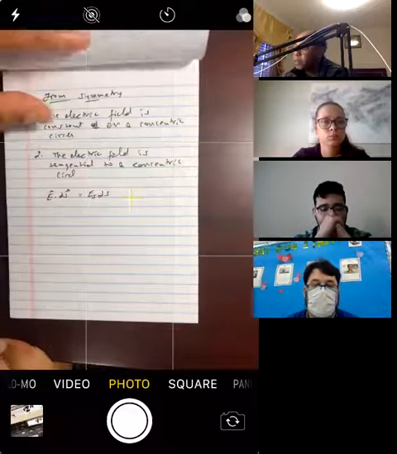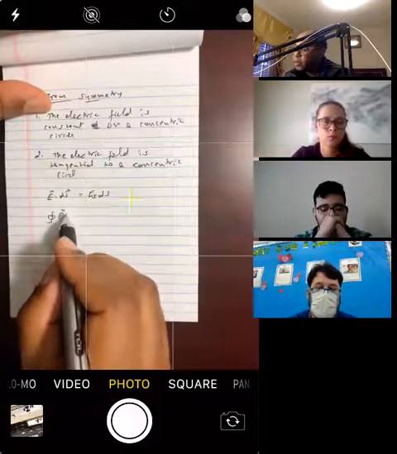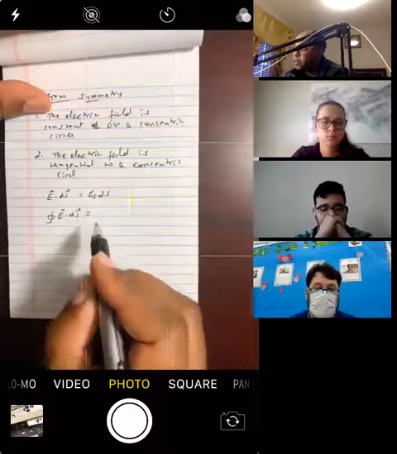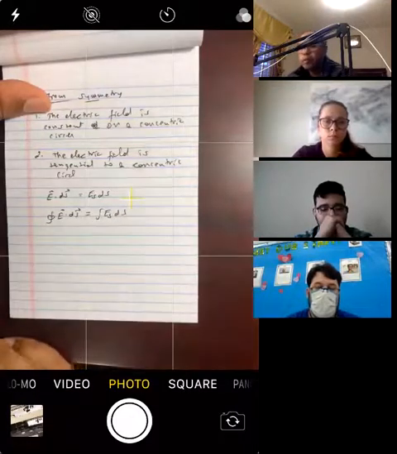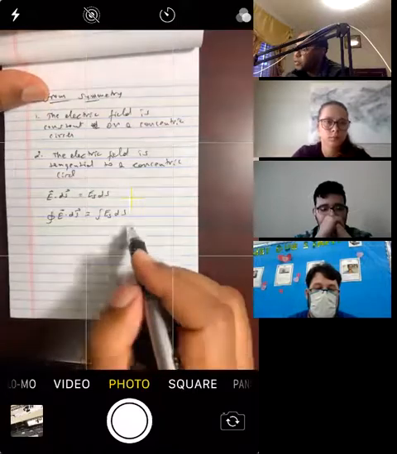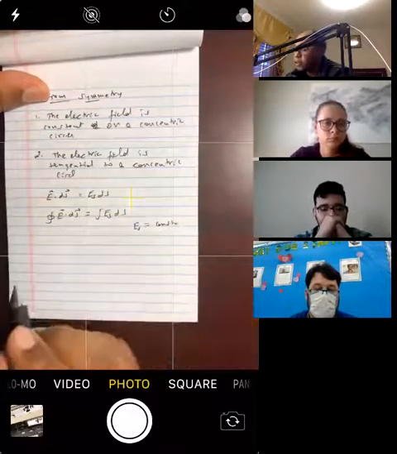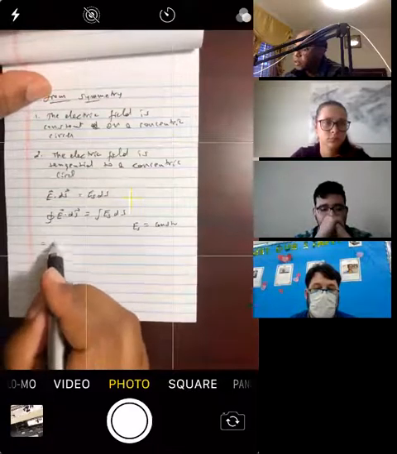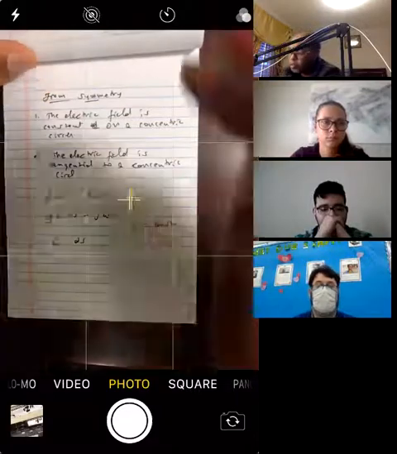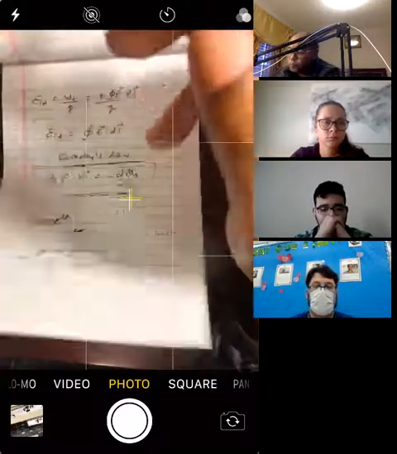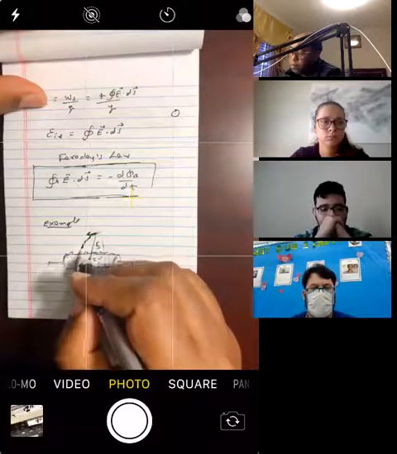Now let's do the integral over a closed path. The integral of E dot ds equals the integral of E_s ds. But we said from symmetry E_s is constant, so we can take it out of the integral. So this equals E_s times the integral of ds. What do you think is the integral of ds? You divide this into small ds's and add them up together. What do you get?